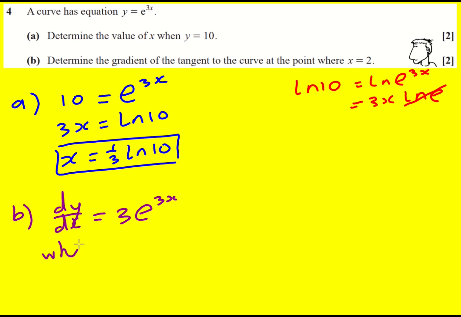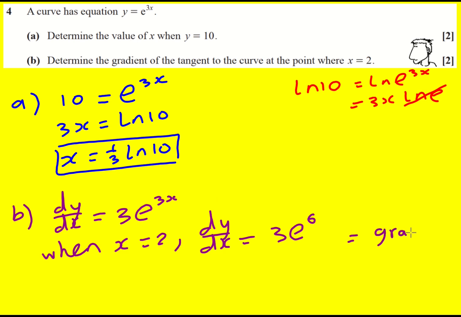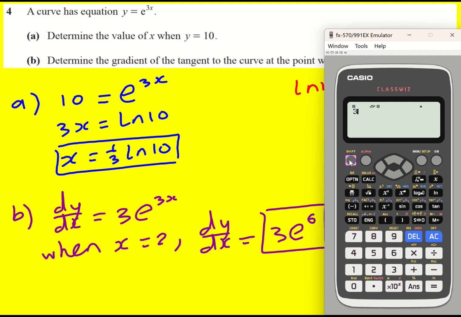So when x equals 2, dy by dx is simply going to be 3 e to the 6. And this is the gradient of the tangent. Yeah, the curve and the tangent have the same gradient at the point x equals 2. So again, this is exact, absolutely fine to leave it like that. If you want to write it to three significant figures, then you would get 1,210.